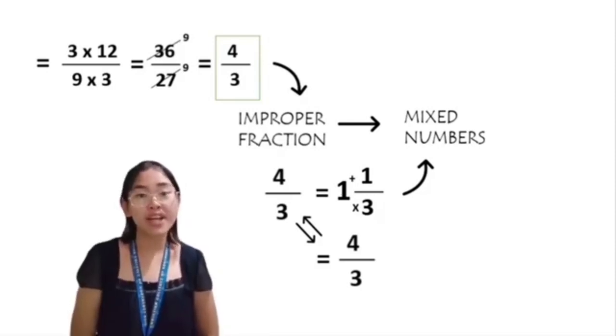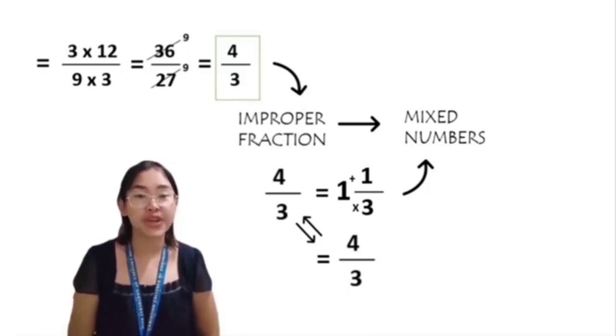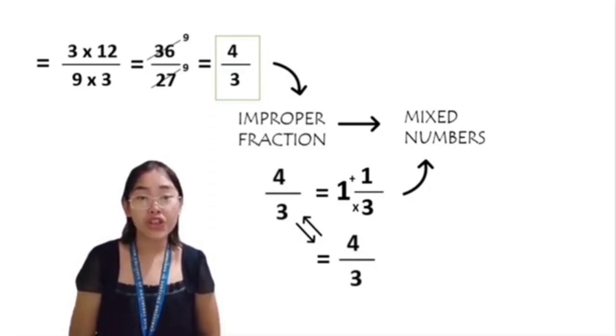4/3 equals 1 1/3. 3 times 1 plus 1 equals 4. Keep the denominator as 3. 1 1/3 is an example of a mixed number that has a whole number and a proper fraction.